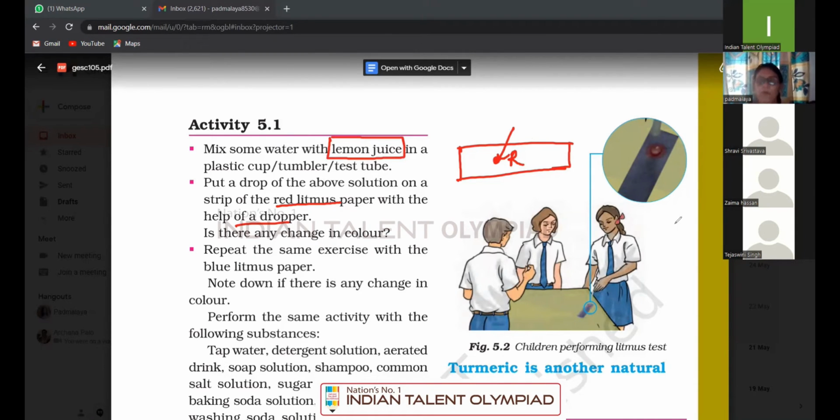Now take your blue litmus paper. On this blue litmus paper, put a drop of lemon juice. What happens to the color? It will turn red, indicating that it is acidic in nature. So this is how you can do your experiments.